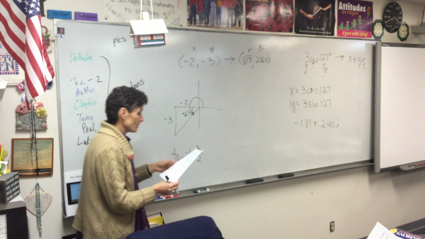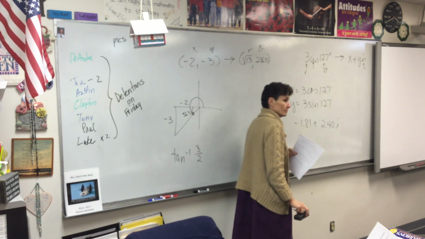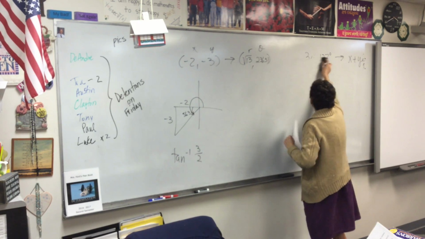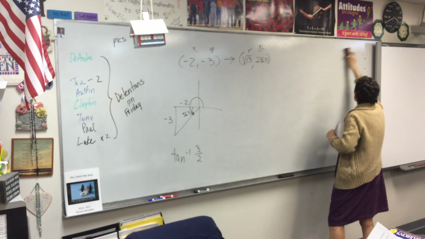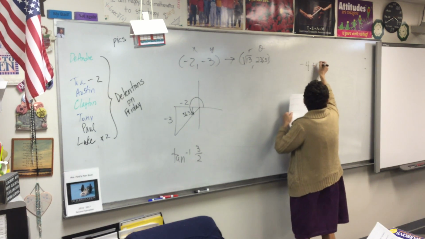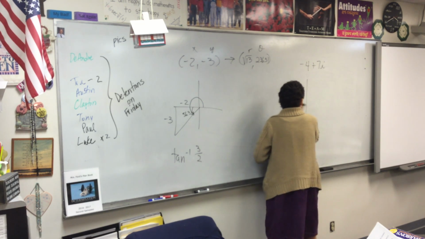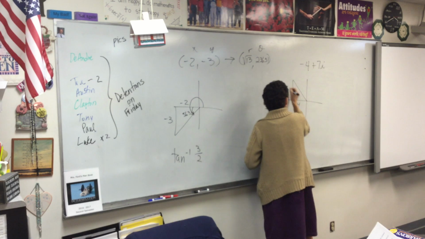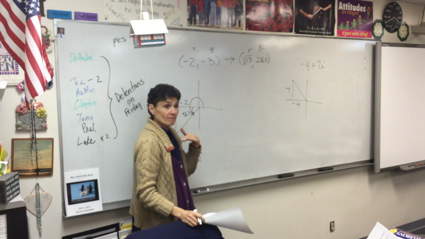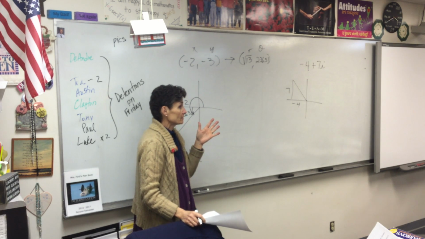Now, number 3 is asking the same thing. Convert to polar. So I have to find R and theta for number 3. I'm going to do everything exactly the same. What's my X and Y in this problem? X is -4 and Y is 7. I'm going to find R and theta exactly the way I just did it.